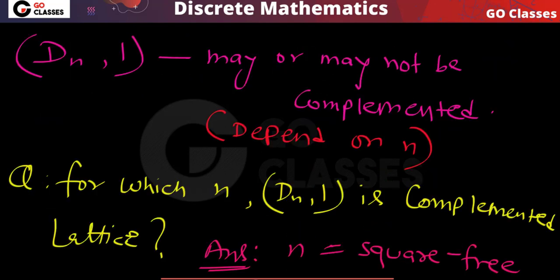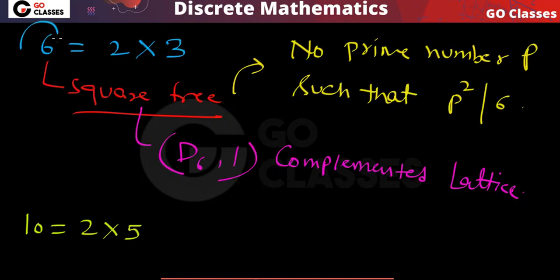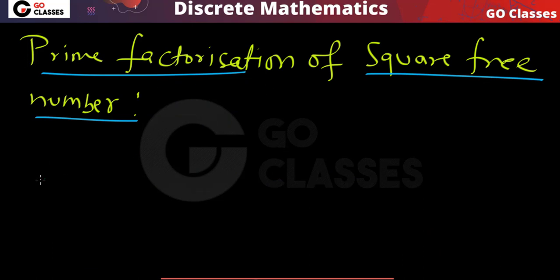Remember the definition of square free number. A square free number is a number which is not divisible by p square, where p is a prime number. See, this 6 is square free because there is no prime number such that p square divides 6. N is square free if and only if it is not divisible by p square, where p is a prime number. Now, what is the prime factorization of a square free number?